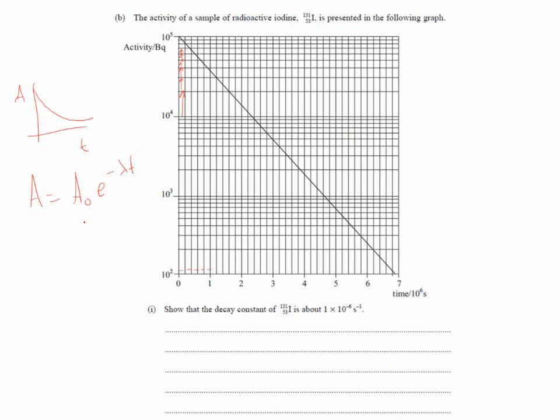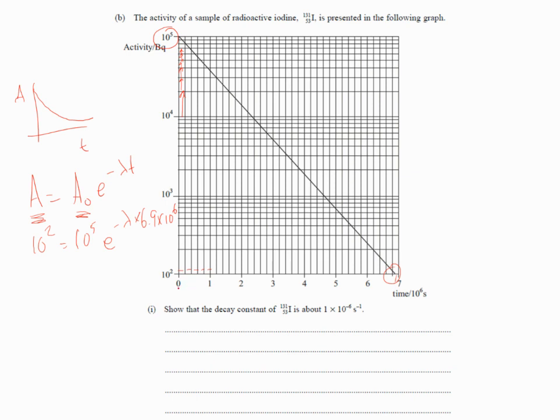So we need to solve this equation. What is our initial activity? Our initial activity is A0, that's 10 to the 5. What is our activity at a given time? I'm going to pick this point down here, or you could pick any point on the line. I'm going to say that this activity here is 10 to the 2. What time does that correspond to? That corresponds to a time of 6.9 times 10 to the 6 seconds. So now we're solving this equation here.